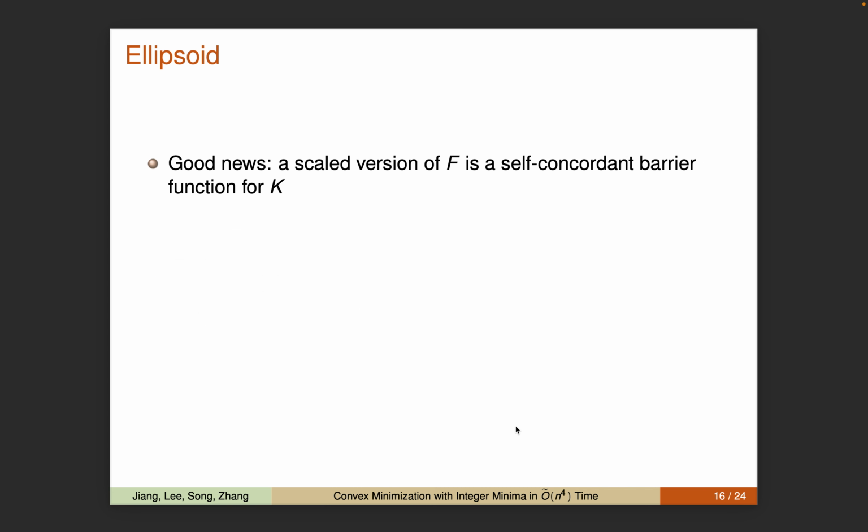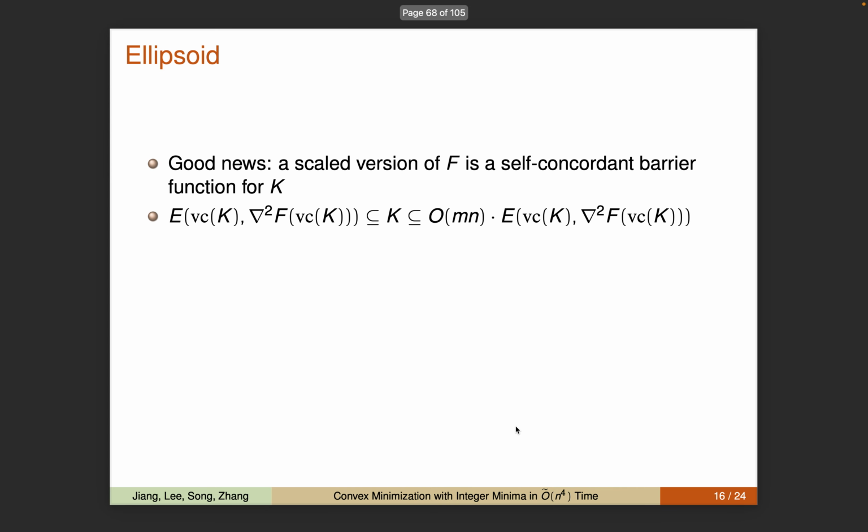So why are they trying to do this kind of algorithm? The key idea is a scaled version of this function f is a so-called self-concordant barrier function for K. Therefore, you have this very natural sandwiching condition between the polytope K and the ellipsoid induced by centering at the volumetric center of K and the Hessian of the volumetric function.